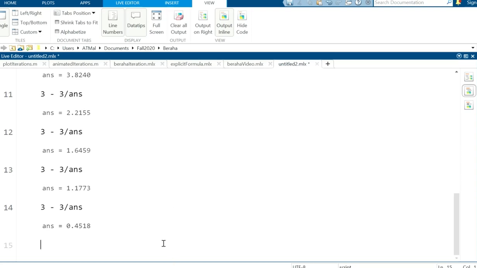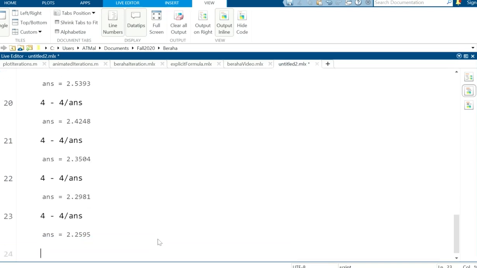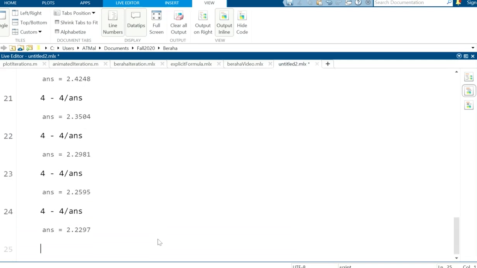Now you try 4 minus 4 over answer. Once, twice, 3 times, but this time the now familiar number 0.4518 never comes back around. But why did it work in the first place? And why was there a jump from period 4 to 6 to, well, infinity?